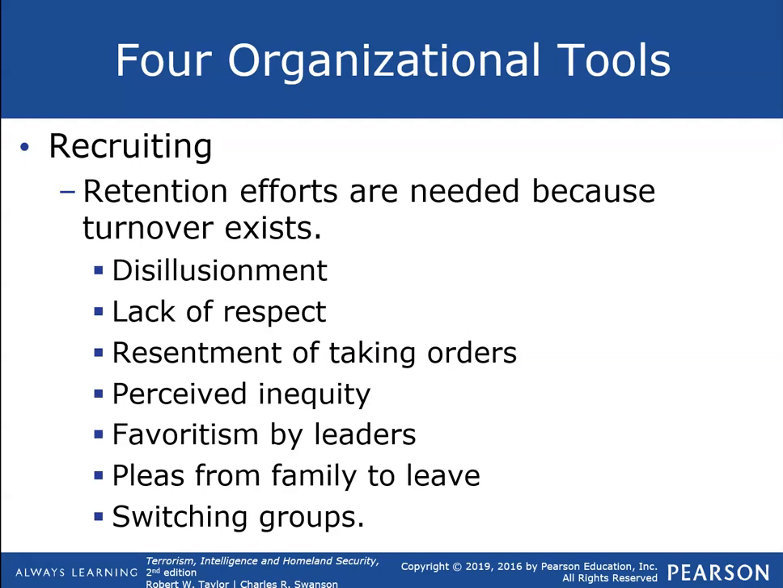Number 3, resentment from taking orders from leaders who have never served on the battlefield, particularly when unnecessary casualties seem to be caused by this leader's inexperience. And so again, this is very interesting. Number 4, a perceived inequality of compensation as compared to the members' contributions. Meaning, I'm not getting paid enough, right? And that kind of makes sense. Number 5, favoritism by leaders. Number 6, pressure to leave the movement from families and friends outside of it with whom the member has maintained contacts. And then finally, the last one, switching from one group to another because they can be paid better, their families will be better fed, or for other pragmatic reasons.